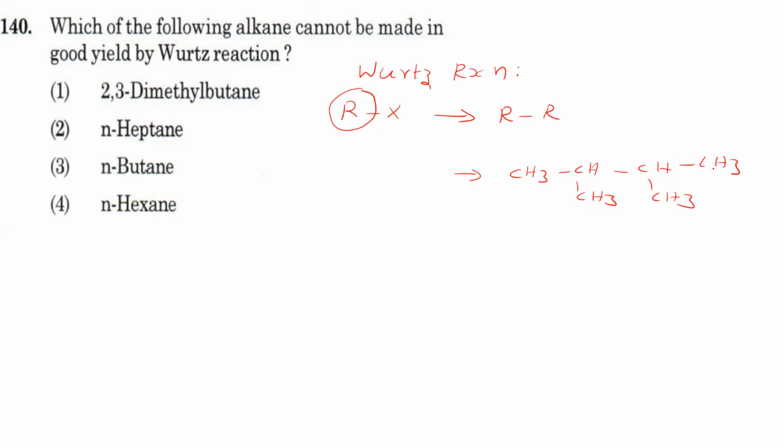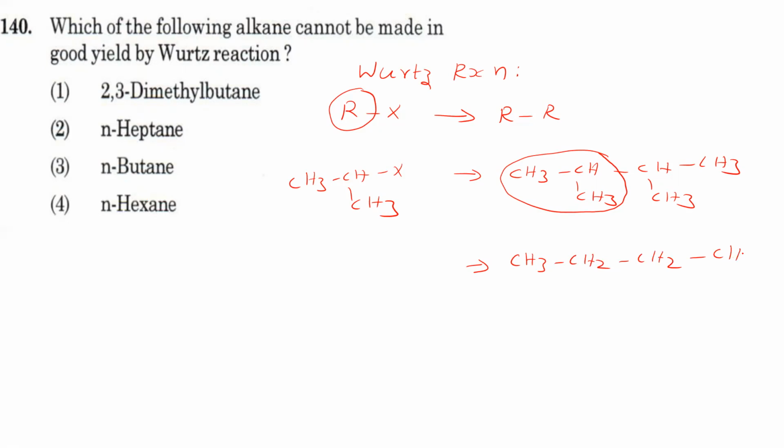2,3-dimethyl butane. What is a reactant here? This is a reactant. This reactant you have to double it. That's all. So the reactant is so and so. Next is the third option. We'll take N-butane. In N-butane, the reactant is what you split into two. Therefore, it is a reactant.